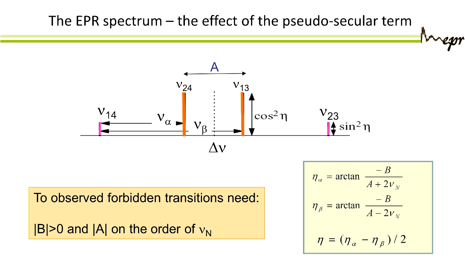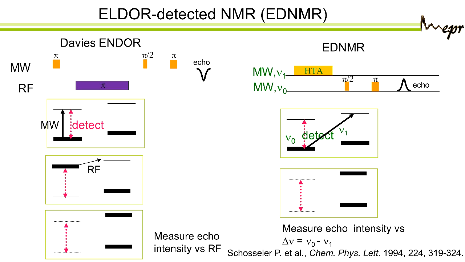So in the cases that A is on the order of Ni n and B is bigger than 0, these become very significant. So you already know by heart how we do Davis ENDOR, right? This is pretty simple, right? Look at the side. This is the Davis ENDOR.